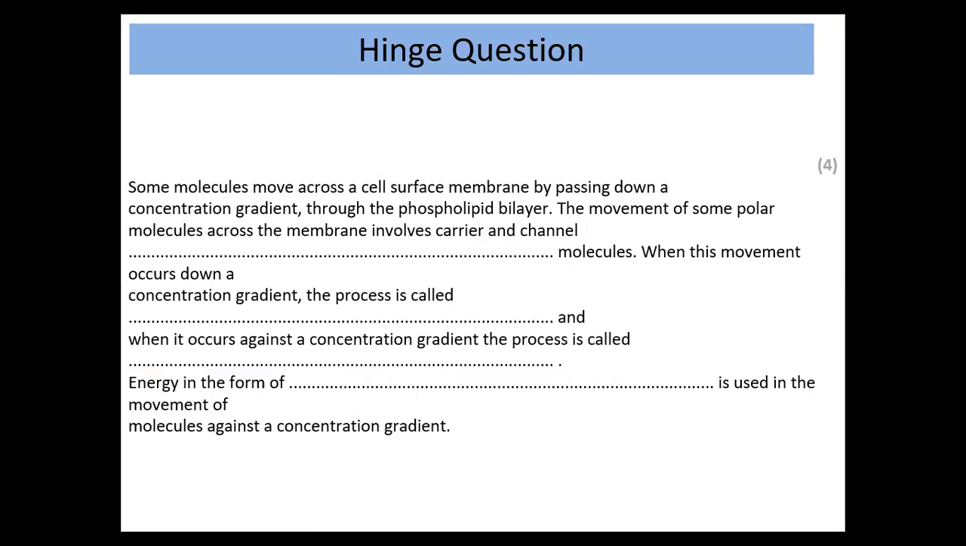This is quite a good question too. I'm going to leave this here and I want you to have a little look at it, and we'll start tomorrow's lesson on this. This is a 4-mark exam question about picking out the correct terminology. Some molecules move across the cell surface membrane by passing down a concentration gradient through the phospholipid bilayer. Movement of some polar molecules across the membrane involves carrier and channel something molecules. When this movement occurs down a concentration gradient, this process is called, and when it occurs against a concentration gradient, this process is called. Energy in the form of is used in the movement of molecules against a concentration gradient.